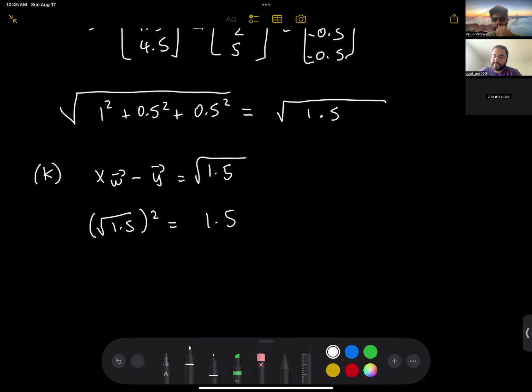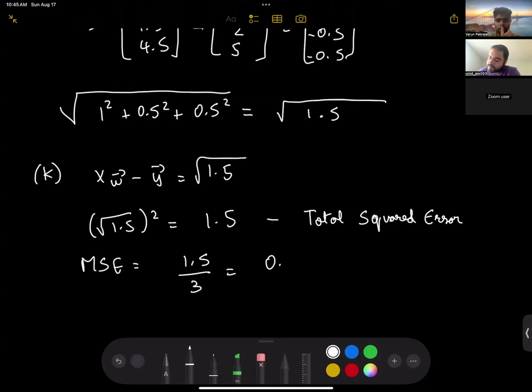Sorry, can you repeat the last step? Yeah. So it gives us 1.5, and then you take the mean of this. You take a third of this to give you 0.5. So this is the total squared error, right? Yes, total squared error. So the mean squared error is just that divided by 3. Yeah, perfect.